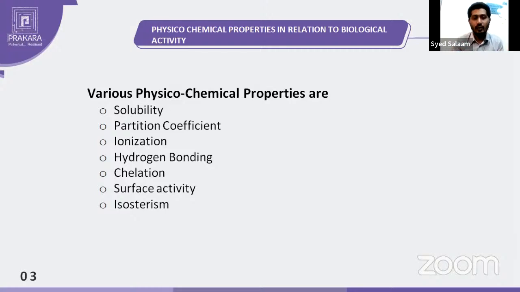bioisosterism. So these are the various physicochemical properties that have to be considered for a drug to show better biological activity in the body: solubility, partition coefficient, ionization, hydrogen bonding, chelation, surface activity, isosterism.